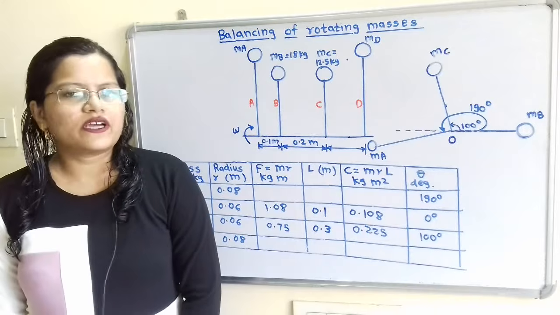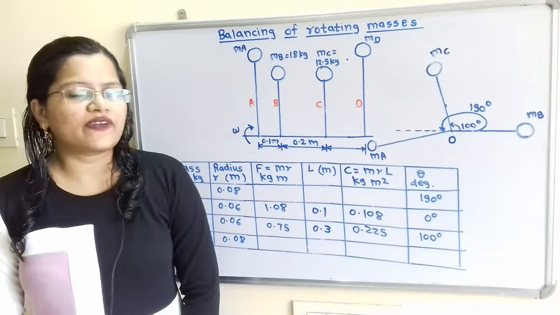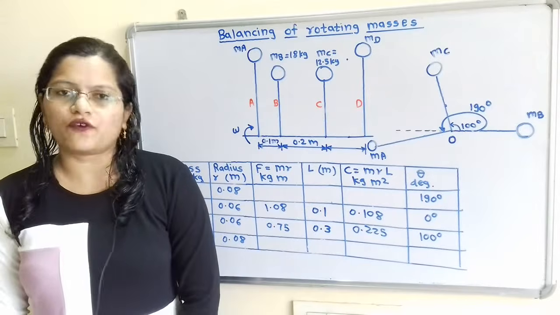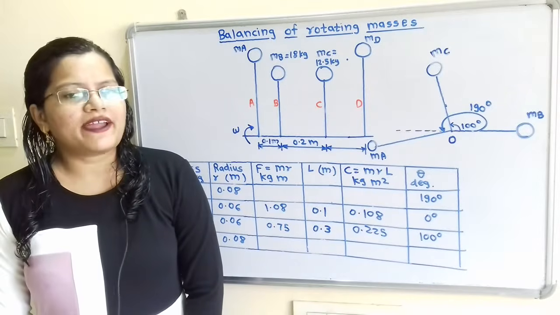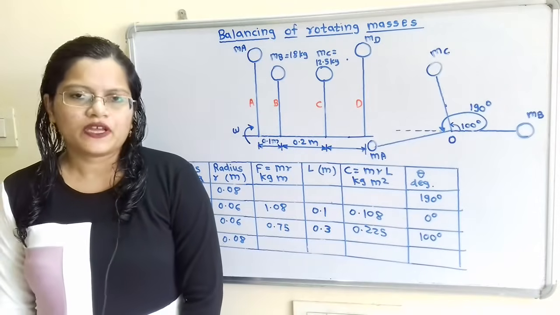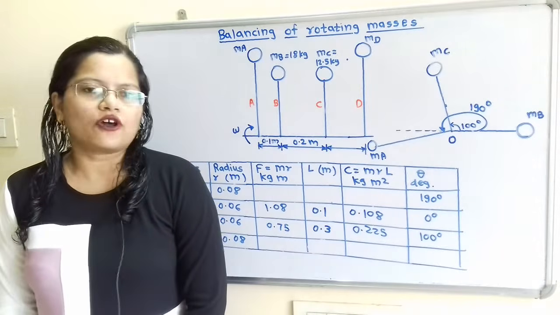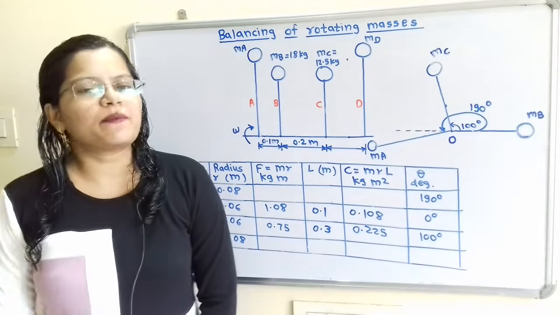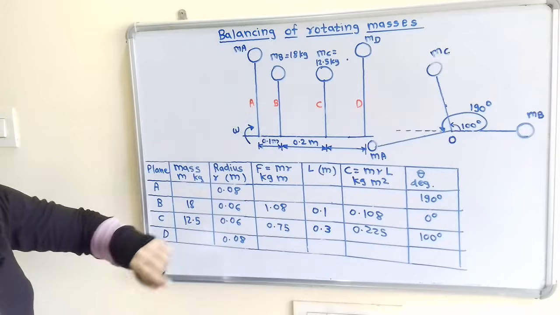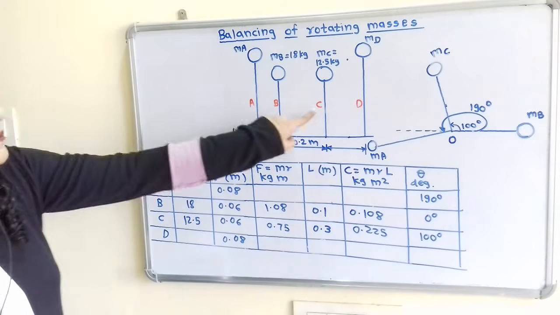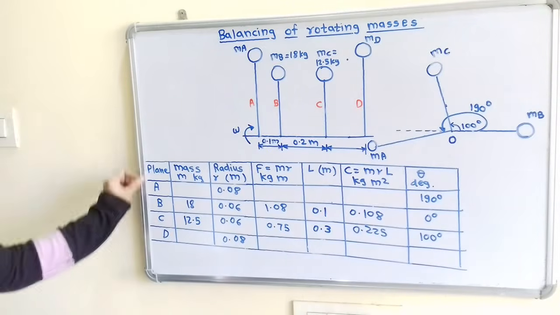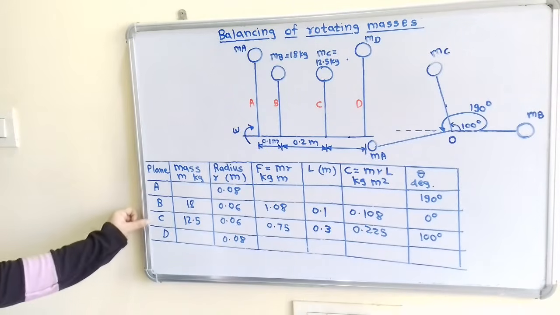To find out the unknown terms by using graphical method, we have to draw the couple polygon as well as force polygon. So we will find out the force as well as couple for the given data. Now there are total 4 planes about which the masses are rotating. So this mass MA is rotating about this plane A. This is the plane B, plane C as well as plane D. So in the first column we will plot these planes A, B, C and D.